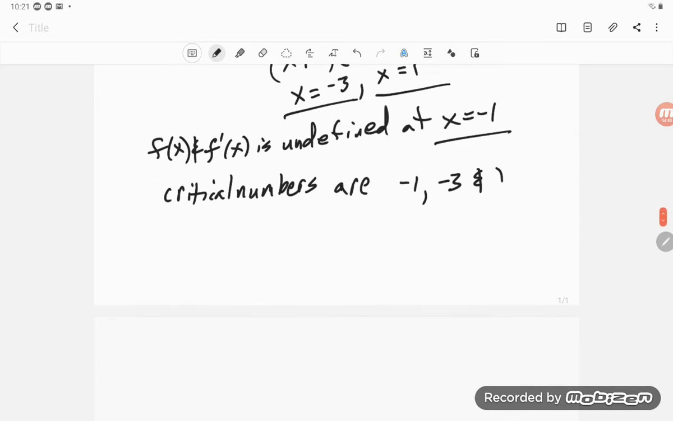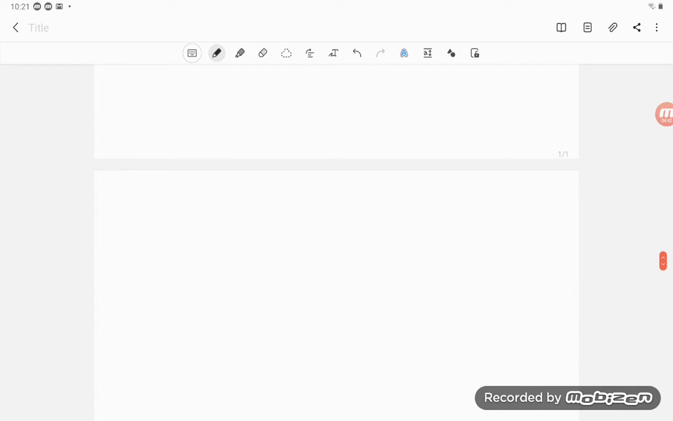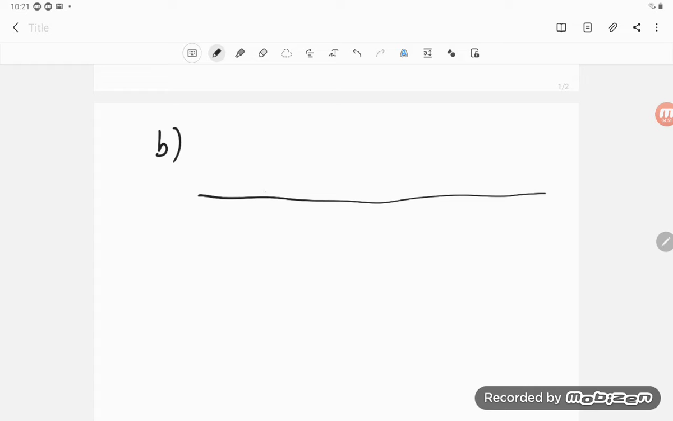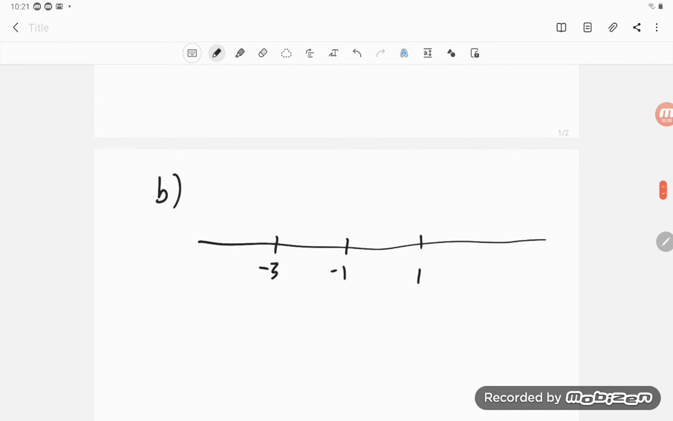All right, so that was part A. I found the critical numbers. Now I need to look for intervals of increasing and decreasing. And again, I just go with all my critical numbers. So here's negative 3, there's negative 1, there's 1. And I'm going to look at f prime in each of these intervals to figure out whether it's positive or negative.